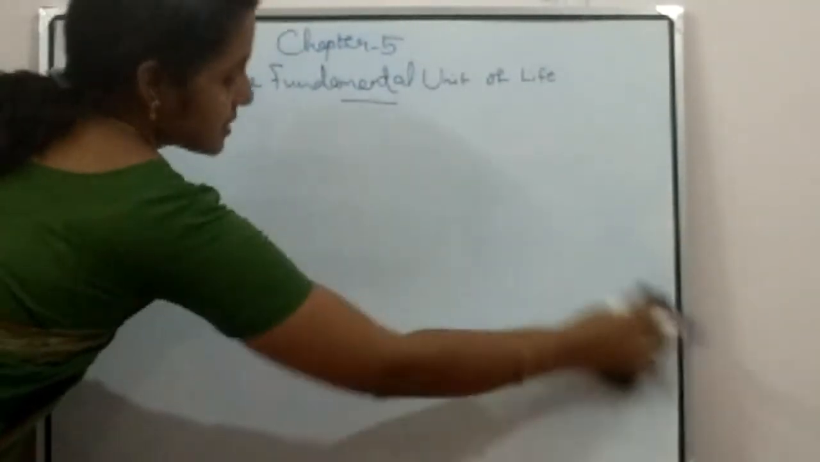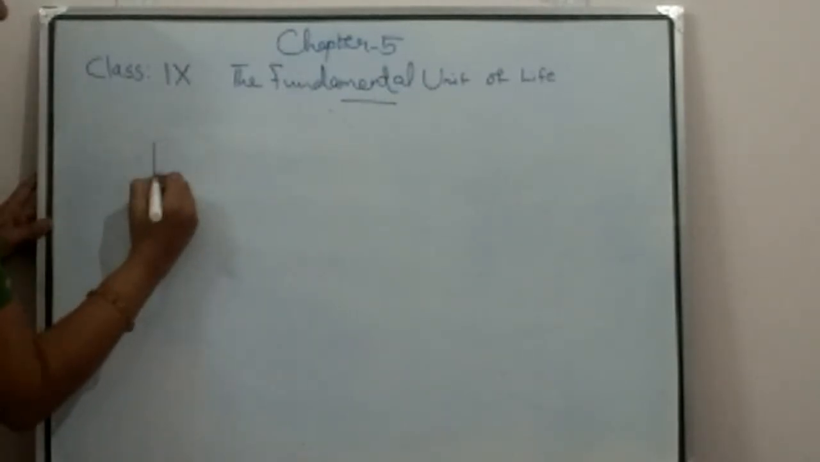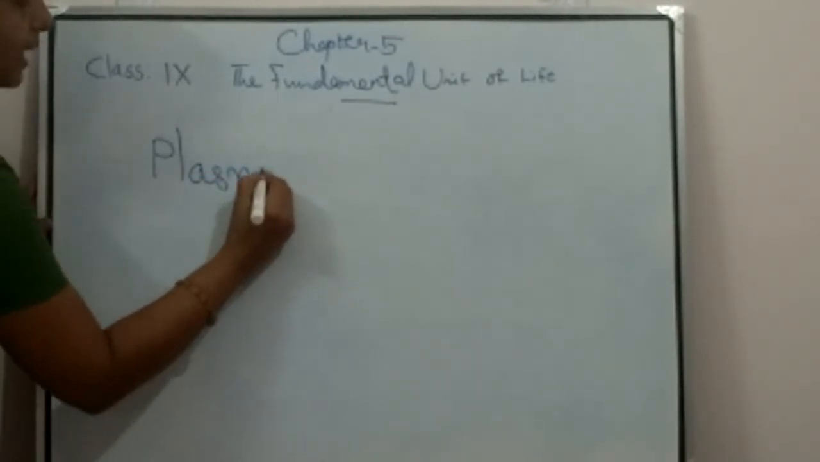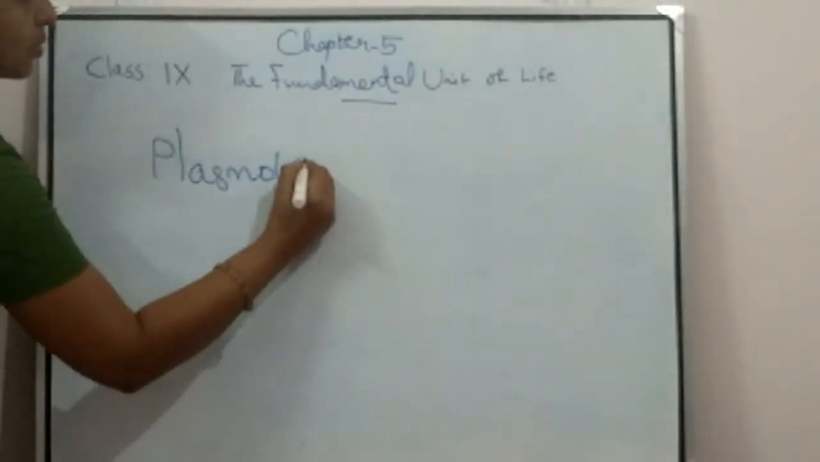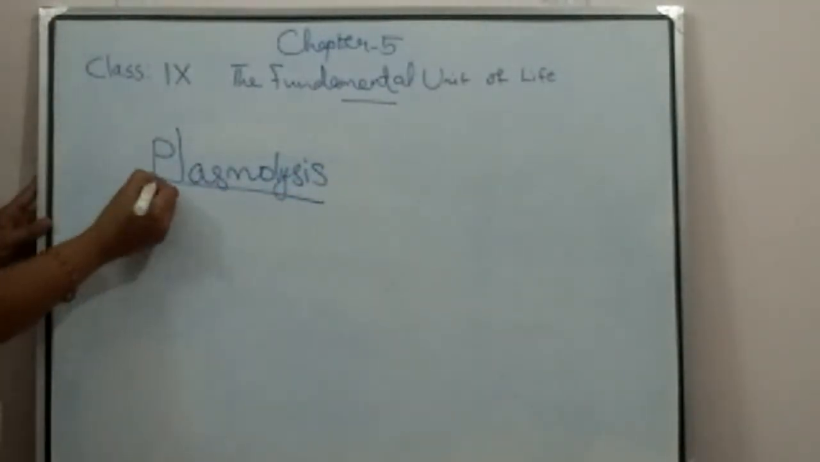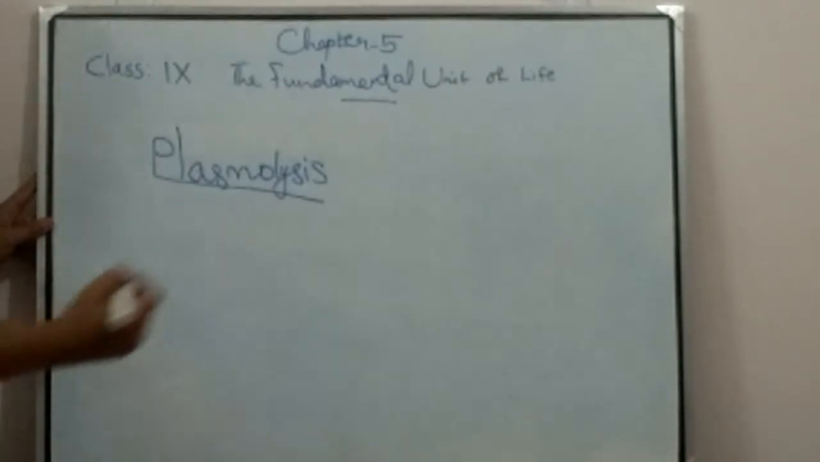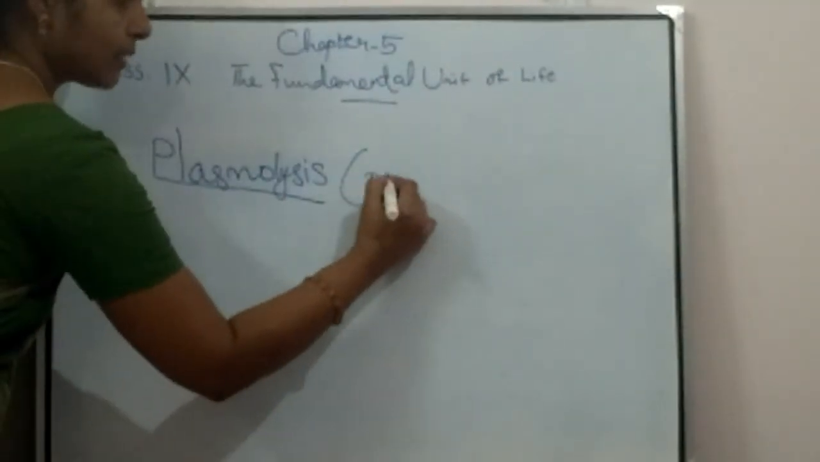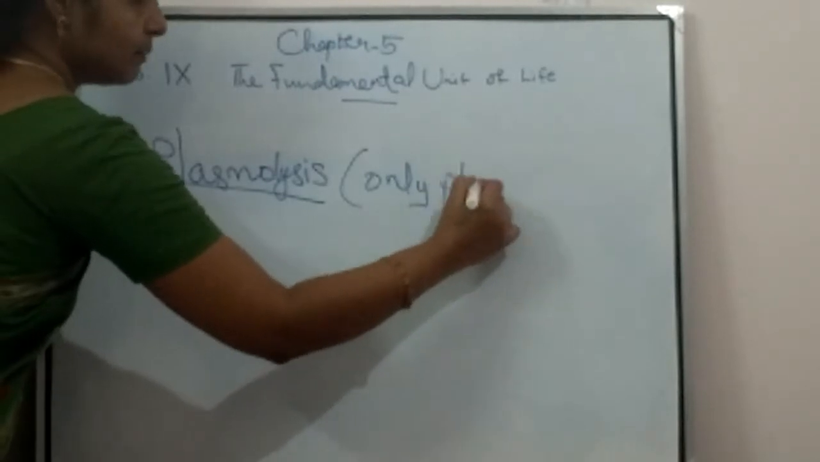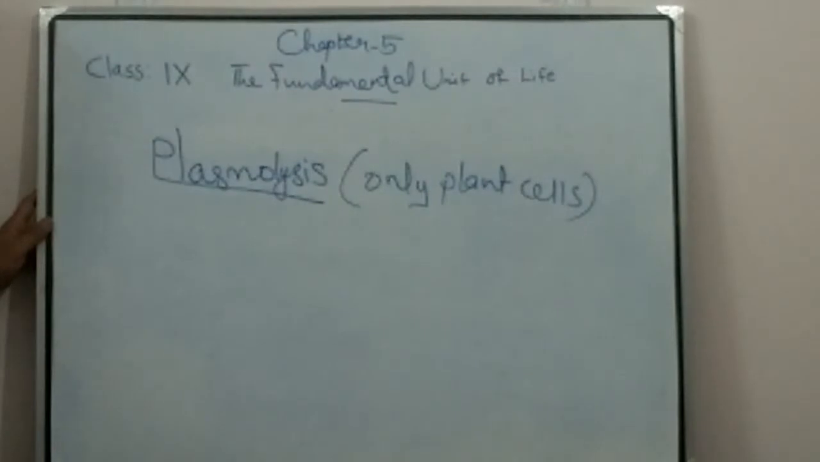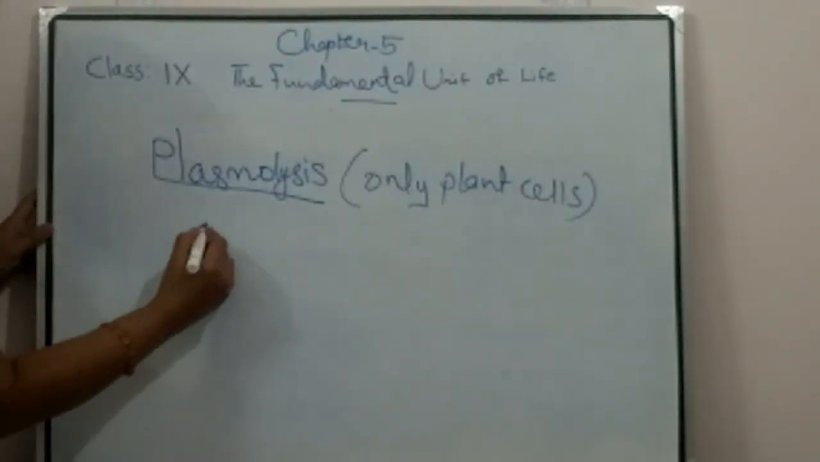Only living plant cells show another feature called plasmolysis. Then what is plasmolysis? Who will show this plasmolysis? Only plant cells. Only plant cells show this plasmolysis. Then what is plasmolysis? It is when a living plant cell loses water through osmosis.